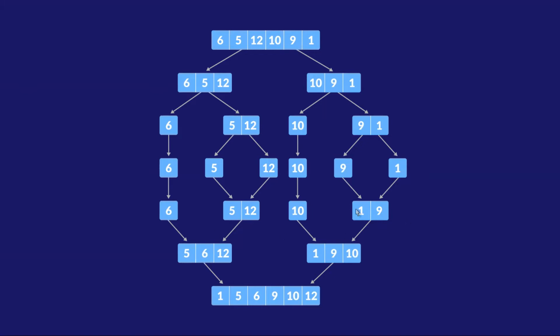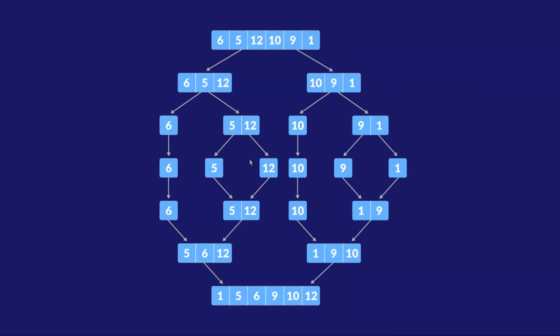Now again combine these. How do you combine 6, 5 and 12? So this is where the magic of merge sort is. The core concept behind merge sort is an algorithm called merge. So we have this algorithm called the merge algorithm. What it does is it takes two sorted parts and combines them.